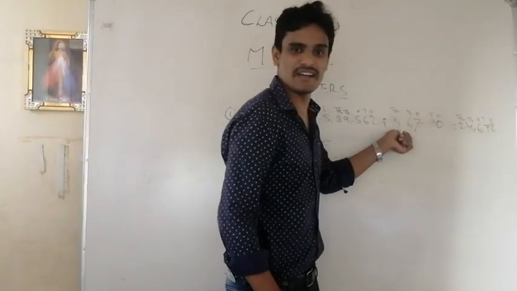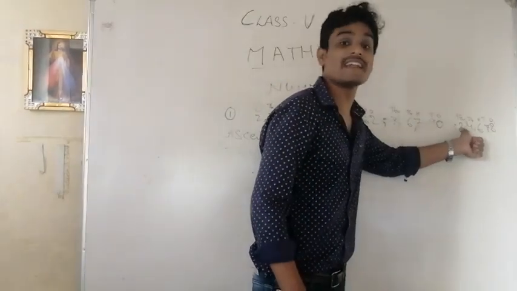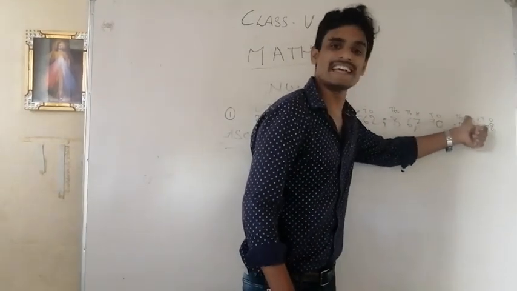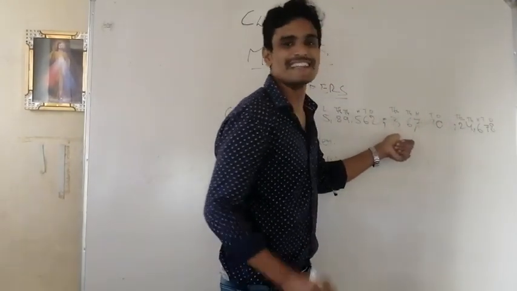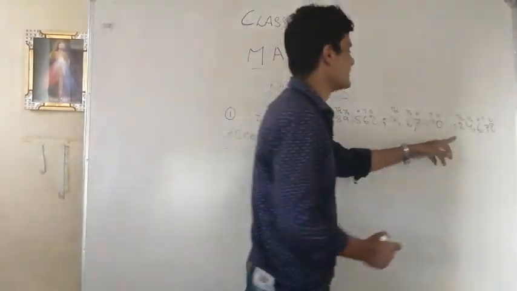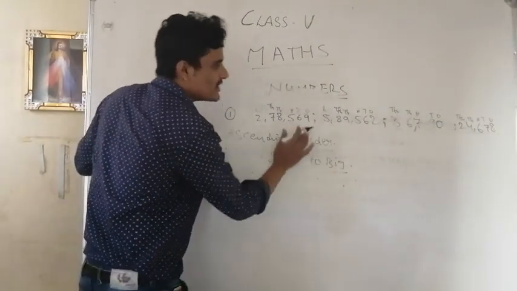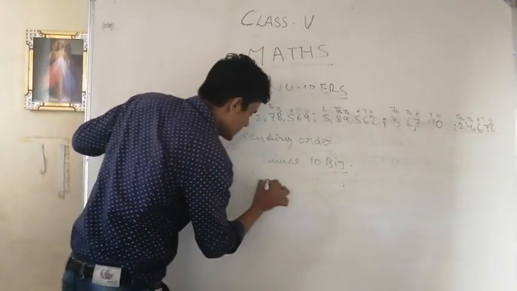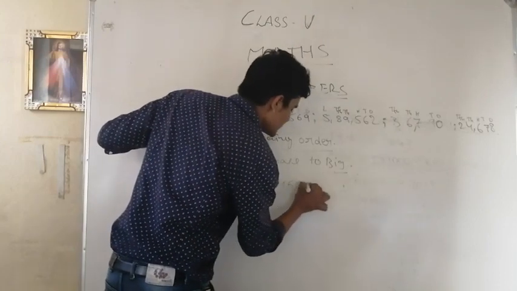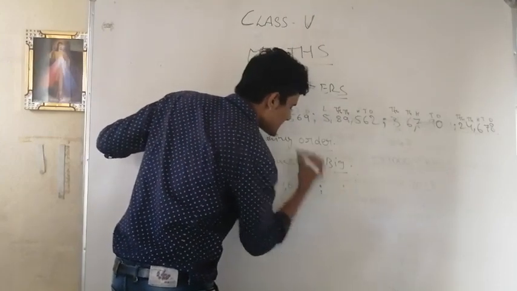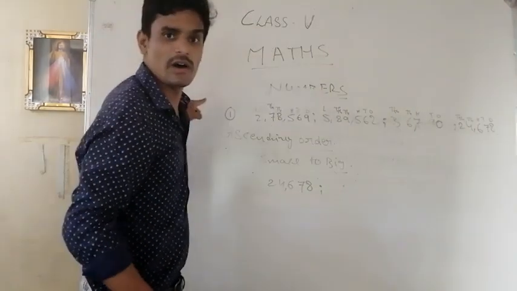Okay. What is the number here? 3 in the 10,000 place, and here 2 in the 10,000 place. Which is the bigger one? Yes, this is the bigger one. Then which is the smaller one? You know the answer. So this is the smaller one. Now we know that ascending order is small to big. So which is the smaller one? 24,678 is the first number. Why? Because it is the smallest number among this group.